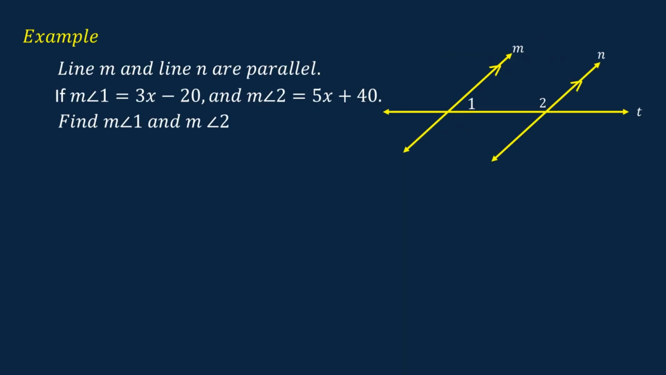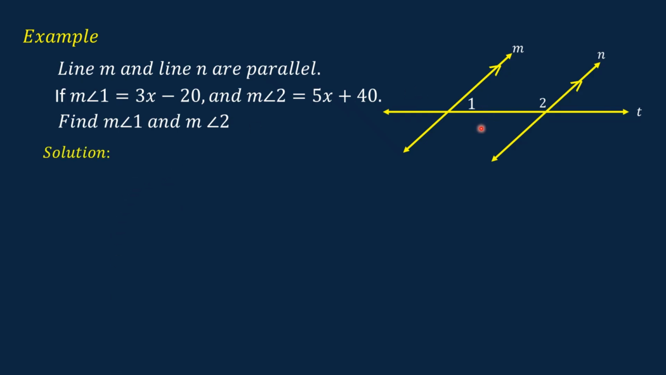Let us solve this example problem. Line M and line N are parallel. If the measure of angle 1 is equal to 3x minus 20 and the measure of angle 2 is equal to 5x plus 40, find the measure of angle 1 and the measure of angle 2.